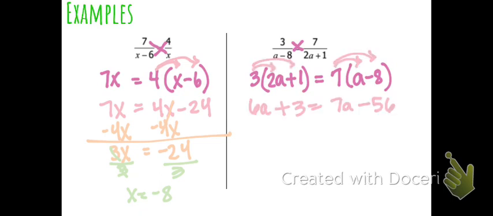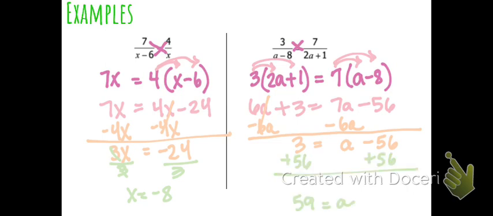Here I have variables and constants on both sides of the equation. I need to collect all the variables on one side. It doesn't matter if I collect them on the right or the left. I always like to move the smaller one, so I'm going to move the 6a over to the right. That way I won't have a negative coefficient. And then just move that minus 56 to the left side.